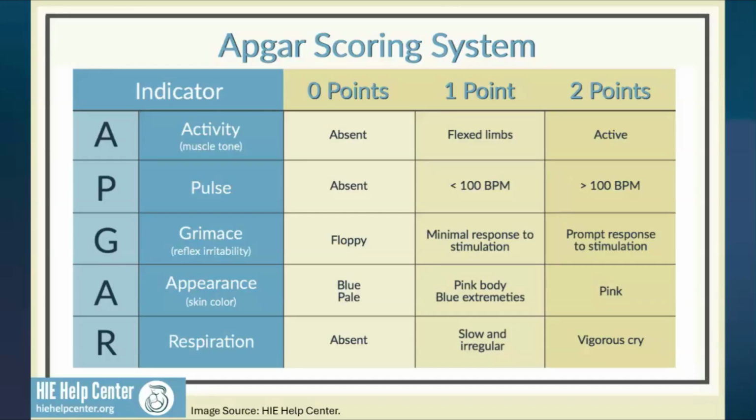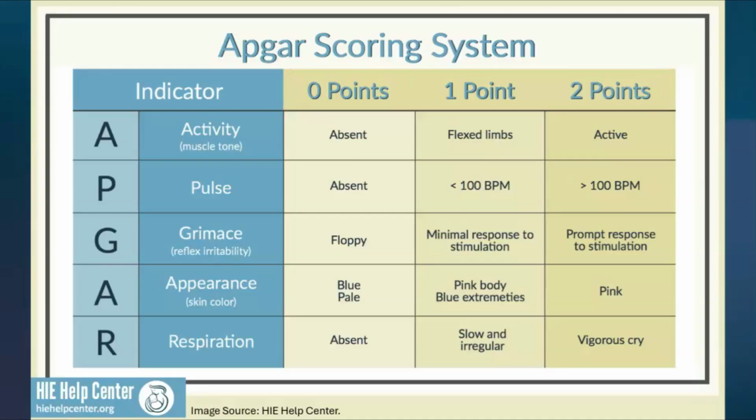There are 3 possible scores for each category, a 0, 1, or 2 points. If an infant scored 0 in all 5 categories, then the total score would be 0. That's the lowest possible score that you can give an infant. And if an infant were to score 2 points in each of the 5 categories, then the highest possible score a newborn could receive is 10 points.